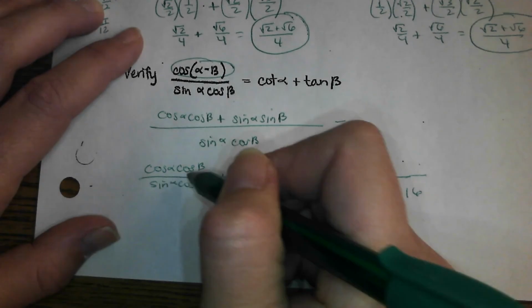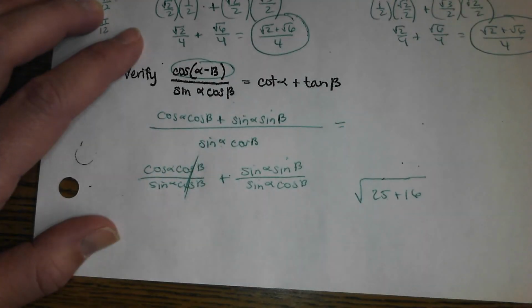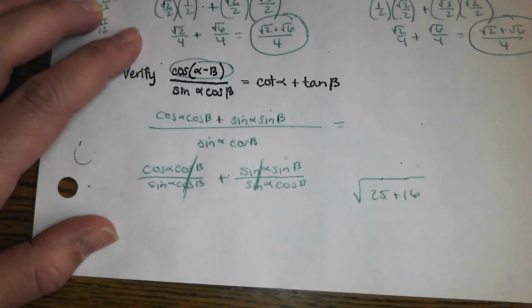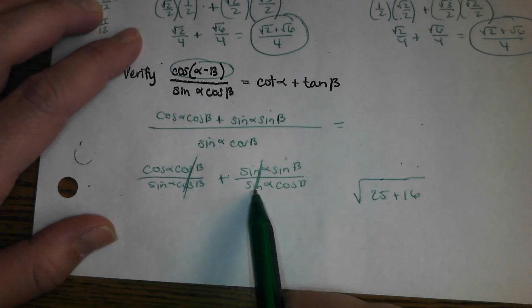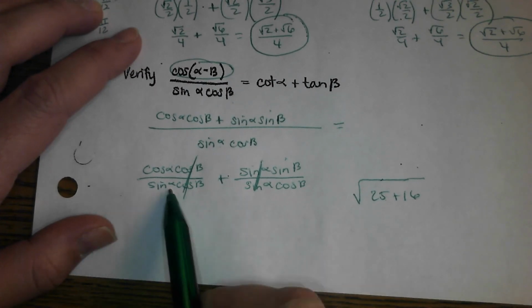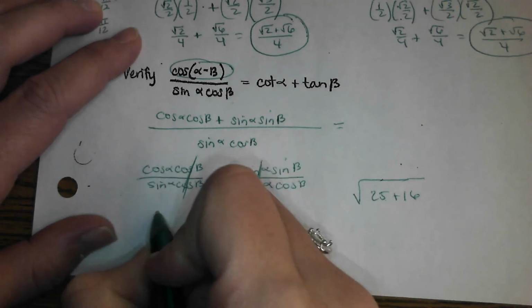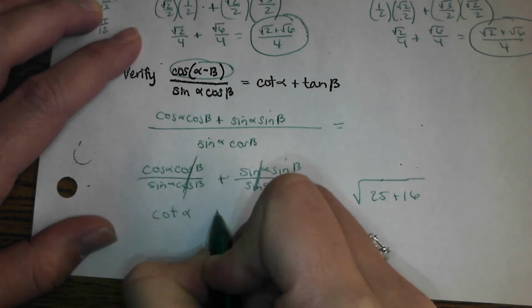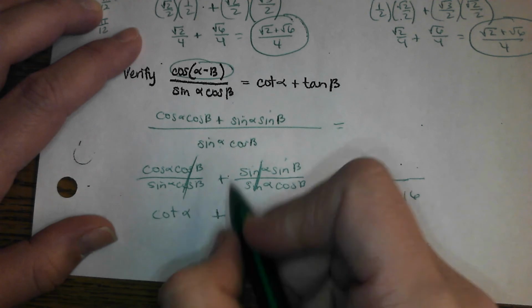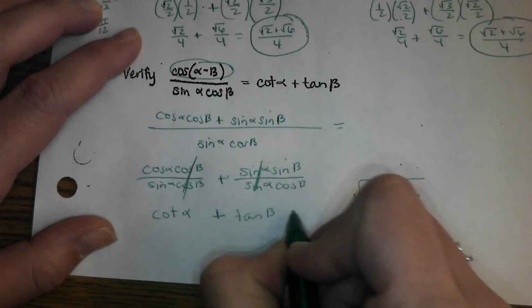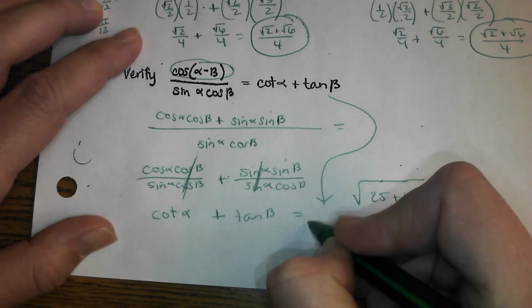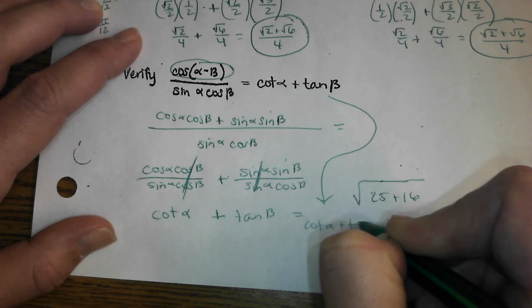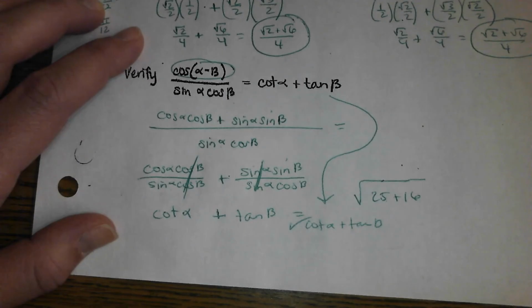Cancel what you can, which is the cosine betas of the first fraction, and the sine alphas of the second, and then cosine alpha over sine alpha. Cosine over sine is cotangent. Sine over cosine is tangent. And you are done, without having to touch the other side.